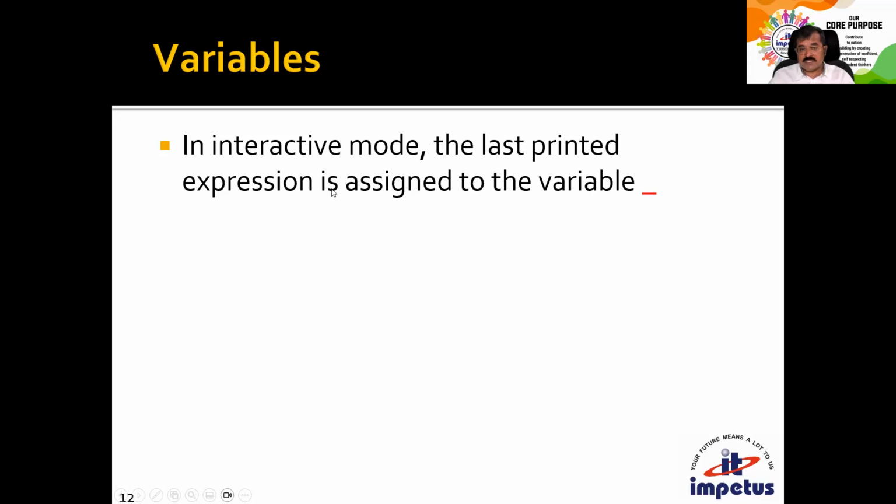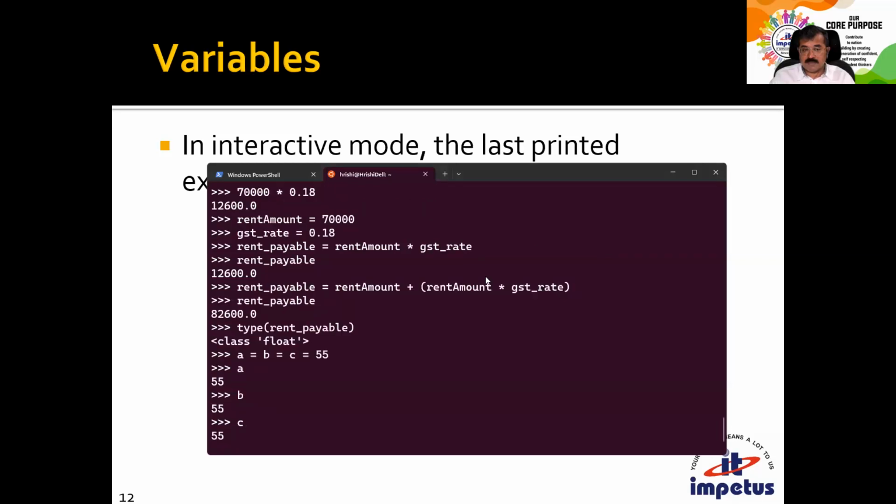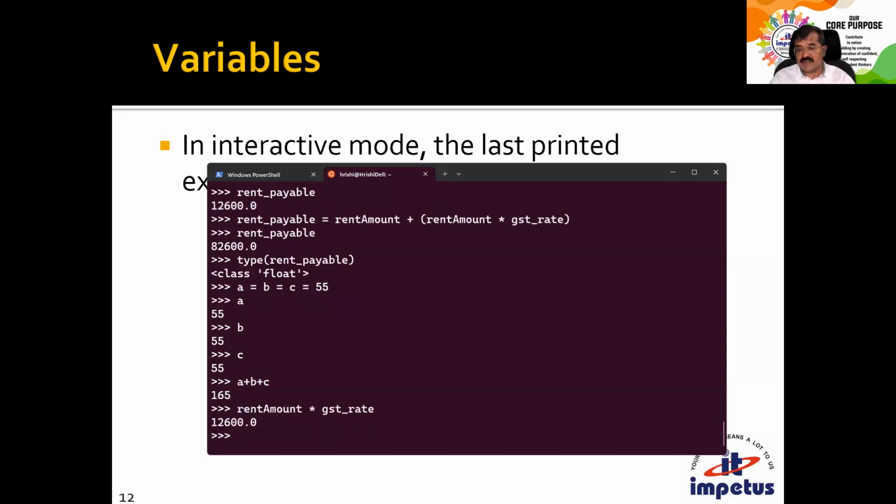In interactive mode, the last printed expression is assigned to a variable called underscore. That's magical, isn't it? See the magic. Suppose last time I was calculating the GST rate, and I had the rent amount. If I just say rent amount into GST rate, oh, I wanted to find the rent. That is only the GST amount. I should have added the rent amount to it. So rent amount plus this is the rent payable.